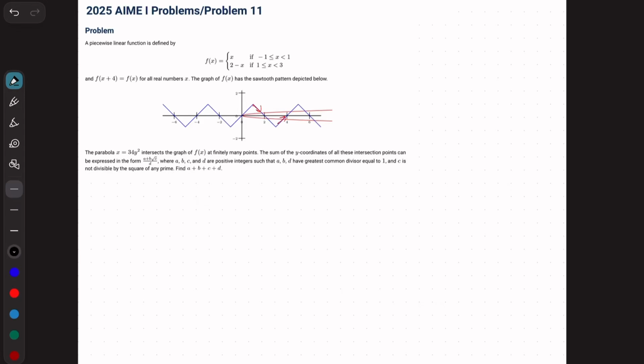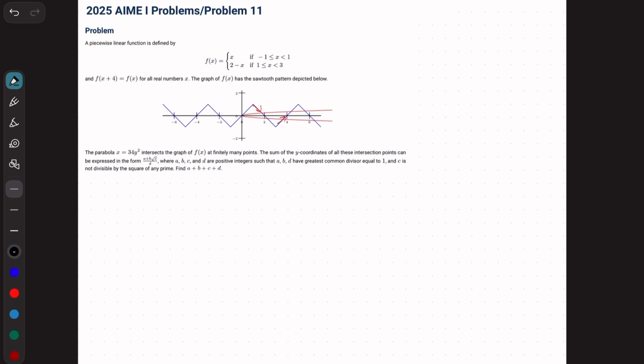Number 11 on the 2025 AIME I. A piecewise linear function is defined by f(x) equals x if x is in [-1, 1), and 2 minus x if x is in [1, 3), and f(x + 4) equals f(x) for all real numbers x. The graph of f(x) has a sawtooth pattern depicted below.